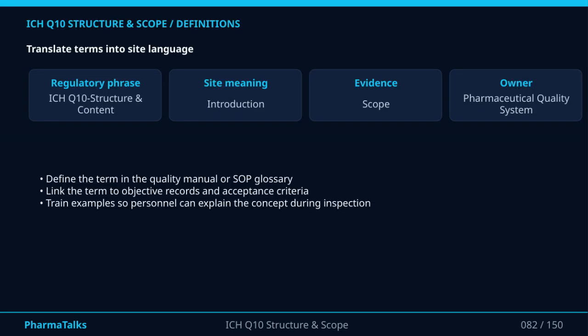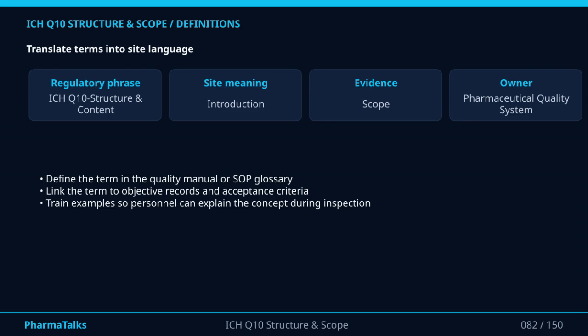On this slide, we're focusing on the structure and scope of ICH-Q10, specifically looking at how key terms and definitions are handled. It's important to translate these terms into the local site language so that everyone understands them clearly. When dealing with regulatory phrases, accuracy and clarity are crucial. ICH-Q10 structure includes elements like the introduction, scope, evidence, and the pharmaceutical quality system itself. Each term should be clearly defined, usually in the quality manual or the SOP glossary, so there's no ambiguity.